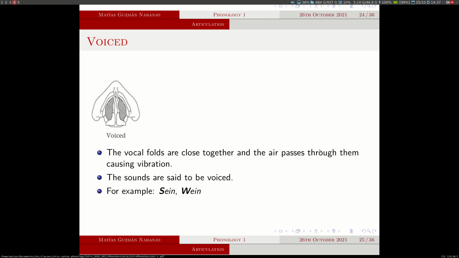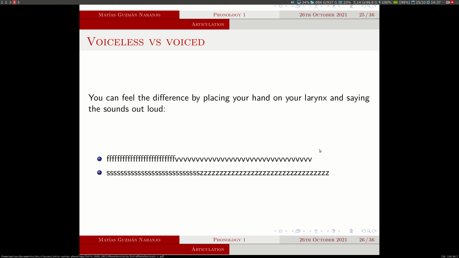Those sounds are voiced, and you can hear or feel the difference between voiceless and voiced sounds if you, for example, put your hands in front of your larynx and then say the sounds out loud. So the F versus the V sound and the S versus the Z sound. You should try it out and you will hear or feel your larynx vibrating a little bit when you pronounce the voiced sounds.